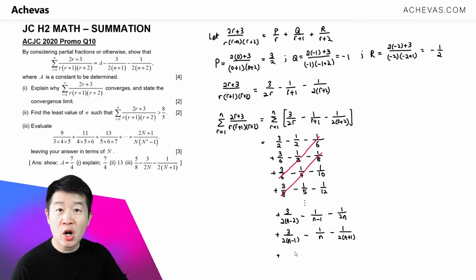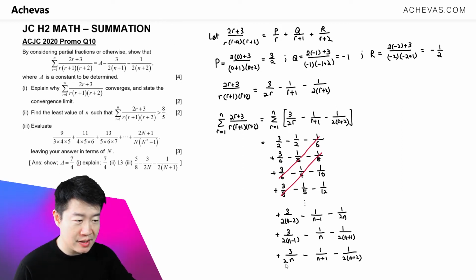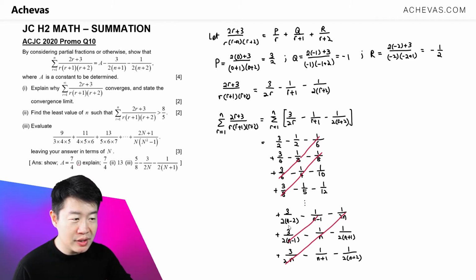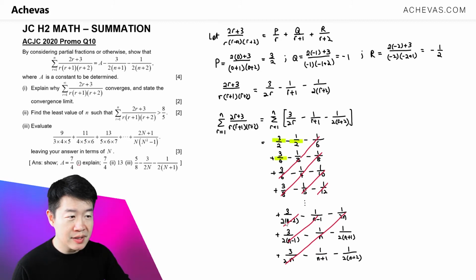And finally, letting r be equal to n, that will be 3 over 2n minus 1 over n plus 1 minus 1 over 2 of n plus 2. And we can see the same pattern of cancellation because it is here. Okay, this combining with this is going to be equal to 0. So we can be pretty sure that in between all these terms will disappear because of the pattern that we are seeing, which means that we will be left with this term, this term, this term, and this term, this term, and this term. Let's sum these few terms together.